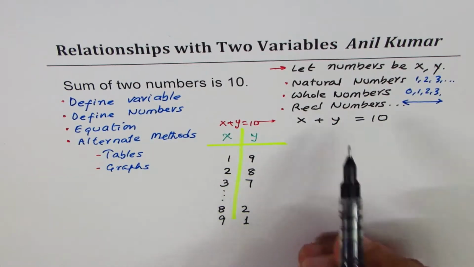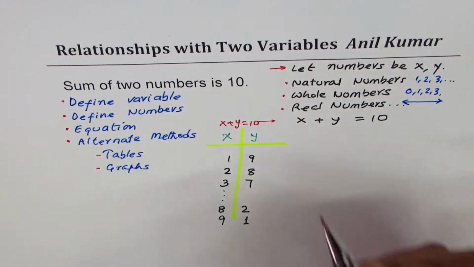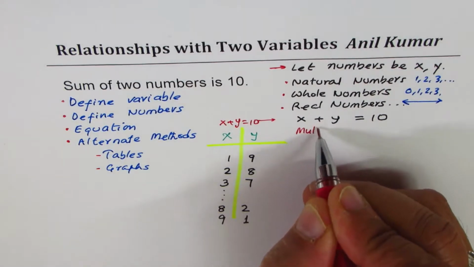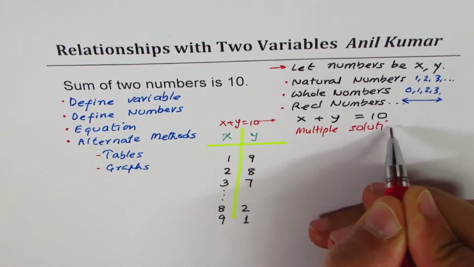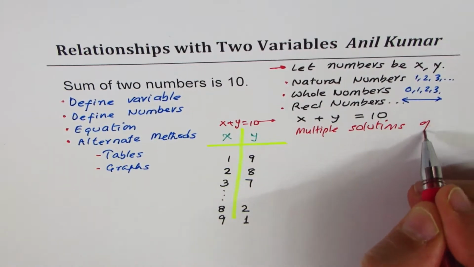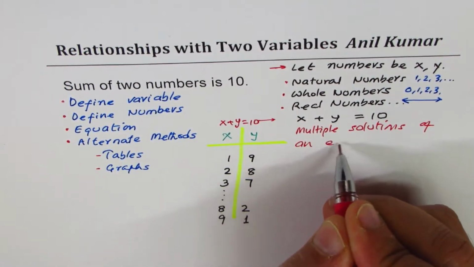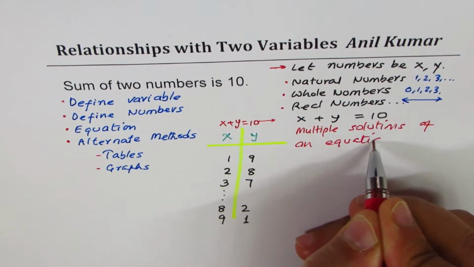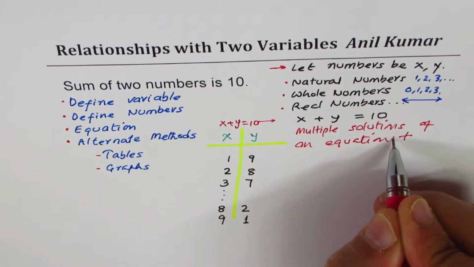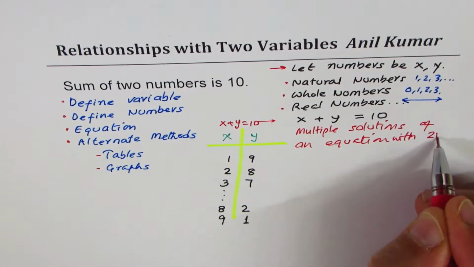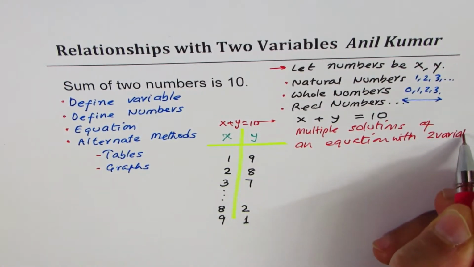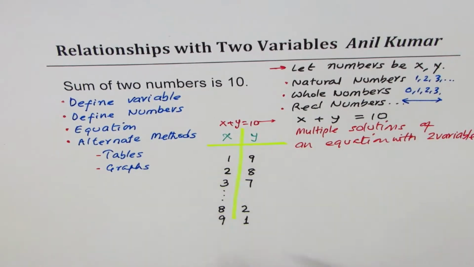Do you see that? So you can have multiple solutions of an equation with two variables. Okay, let me write like that. As you can see, we have 9 solutions when we are talking about natural numbers.